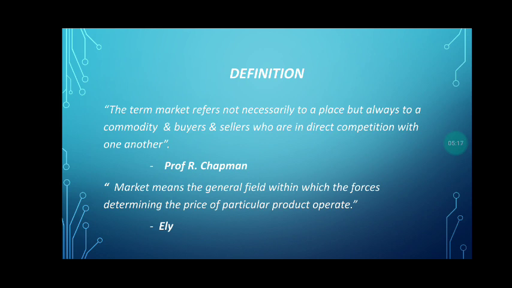from the definition of Ally, again we can derive a conclusion that market doesn't need a physical place, it just needs a commodity and the buyers and sellers and the forces of demand and supply which can determine the price of the product. Okay, so this is how we can understand the meaning of market.